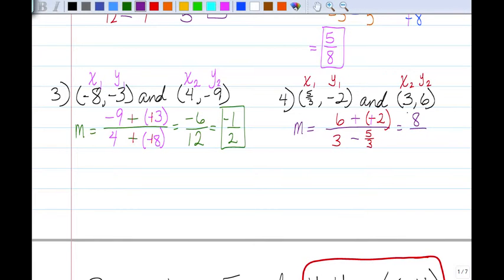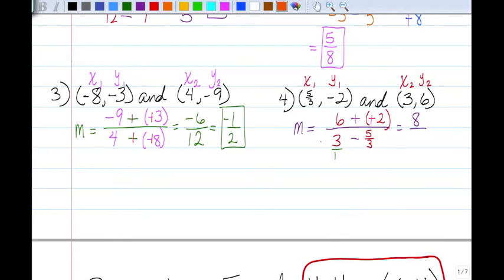Now here we have a fraction thrown in the mix. This can be done on a scientific calculator, and maybe I will insert a little video showing you how to do that, but for now I'll just do it by hand. So we're doing 3 over 1 minus 5/3. We're subtracting fractions, so we have to have a common denominator. In this case the common denominator would be 3.